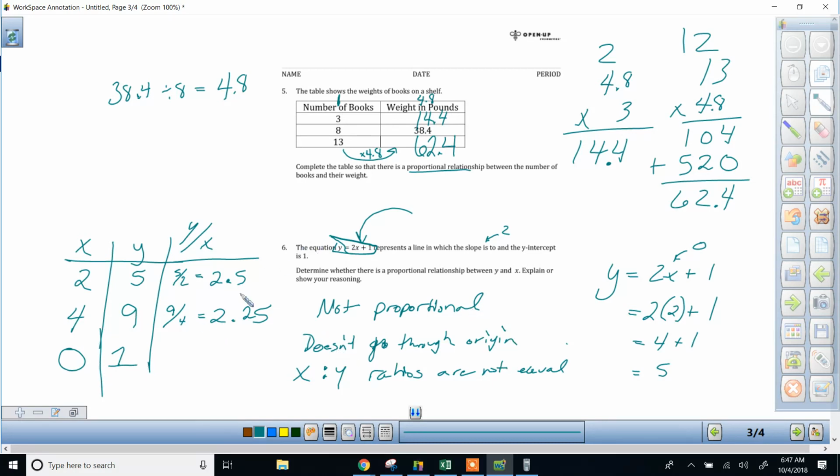0, 0 is not a point. So those are all the reasons. I hope you guys do well on this one. Study it up, know how to look at an equation and tell whether it's proportional or not, and be able to explain or show. Notice I showed it with my table and my equation. You can't just say because there's a plus sign. You need to have a reason why it's not proportional.